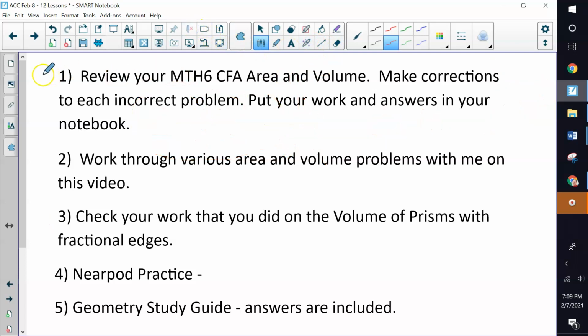All right, so make corrections. It's not for a grade. It's not for extra credit. It's so that you know not to do those the next time you take an assessment. It's to help you practice for the next one.